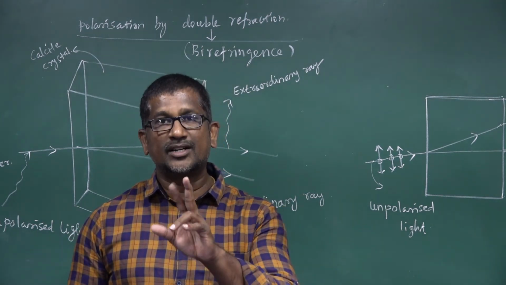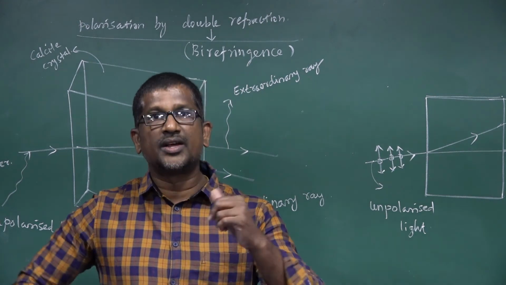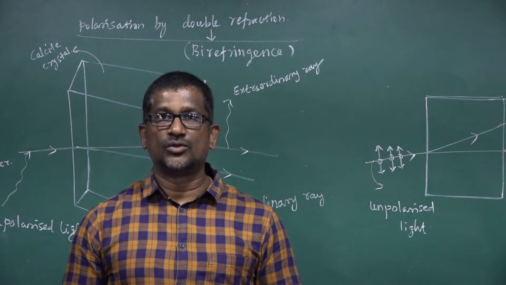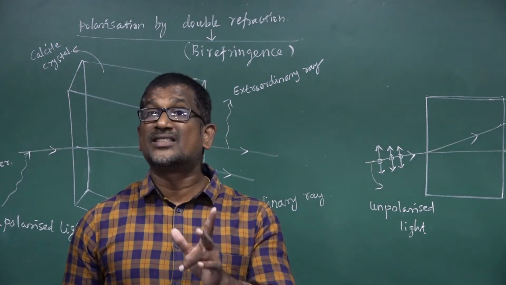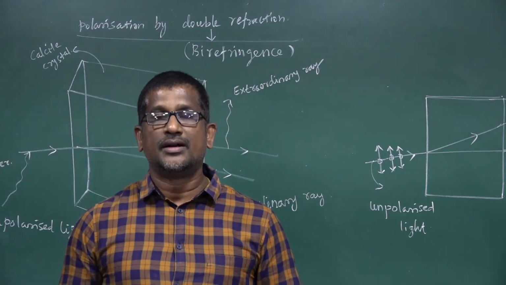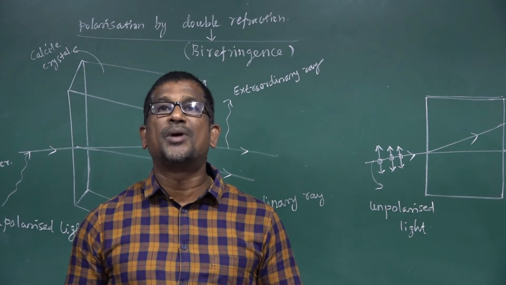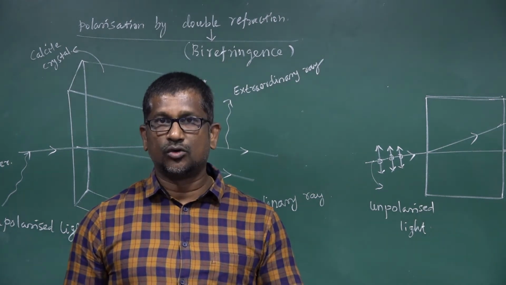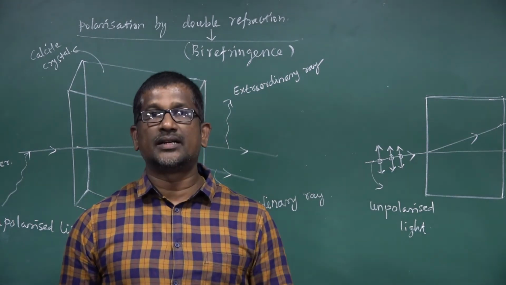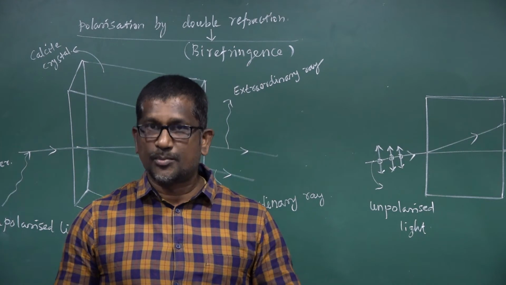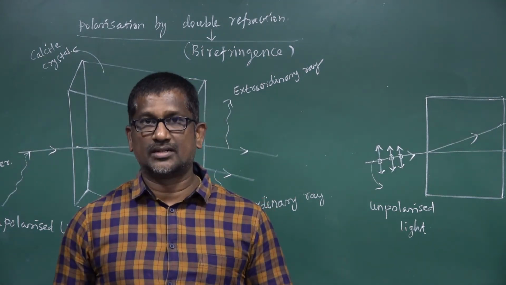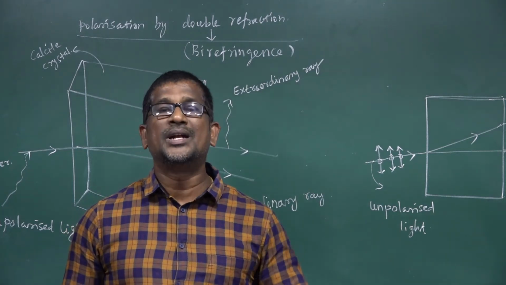That means we get two refracted rays. One refracted ray produces one image and another refracted ray produces another image. So we can see two images of a single object. That phenomenon is called double refraction. It was discovered by Bartholinus. So what is meant by double refraction? When unpolarized light is passed through a calcite crystal, two refracted rays are produced. It means we can see two images of a single object. That phenomenon is called double refraction.